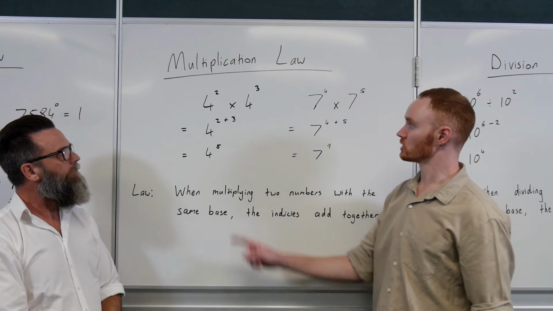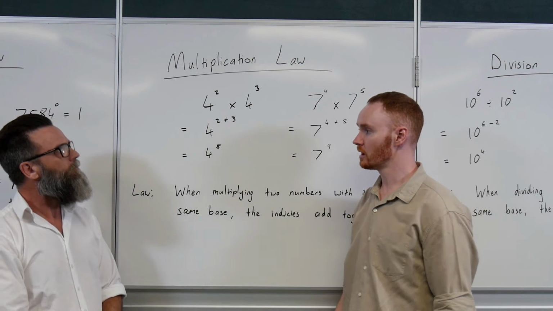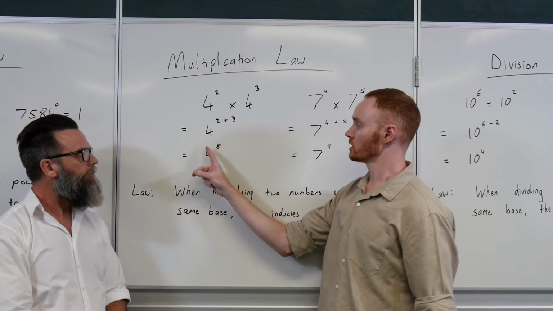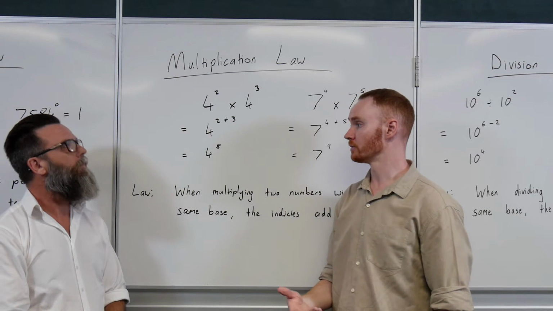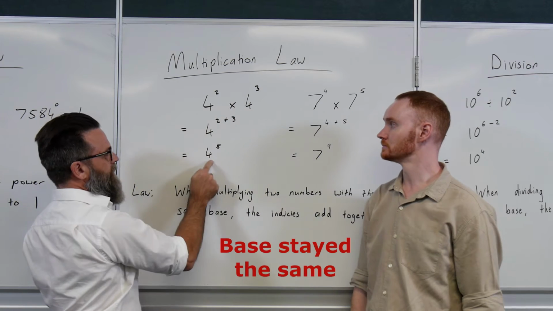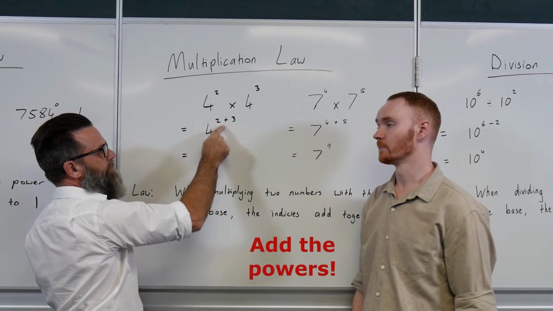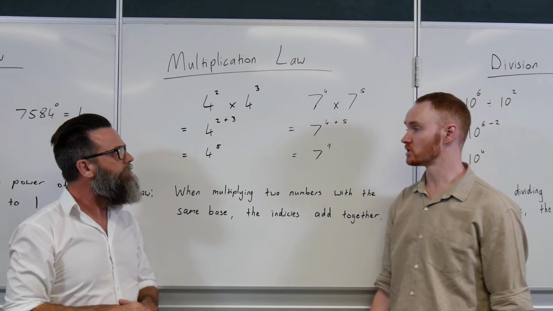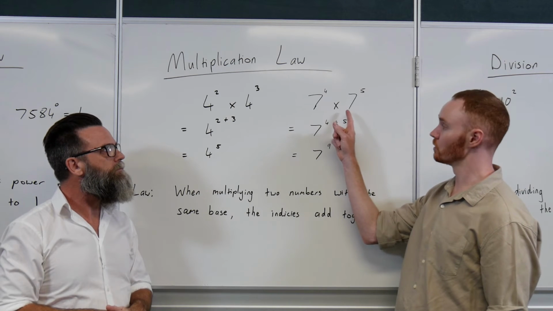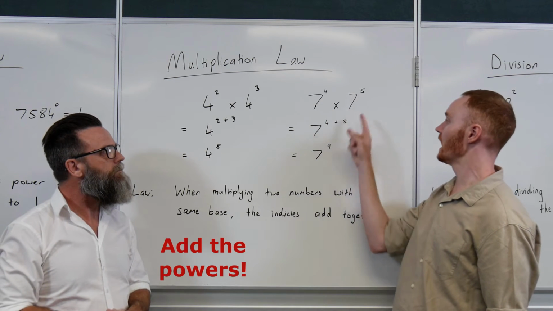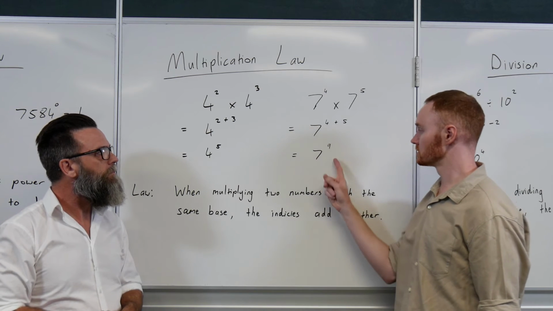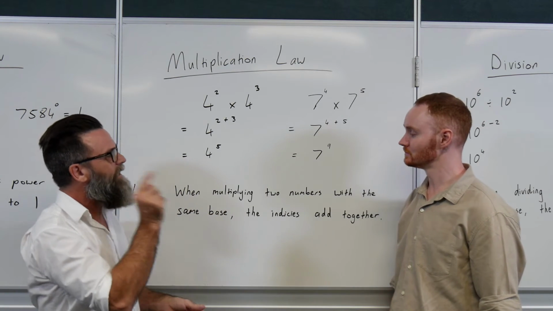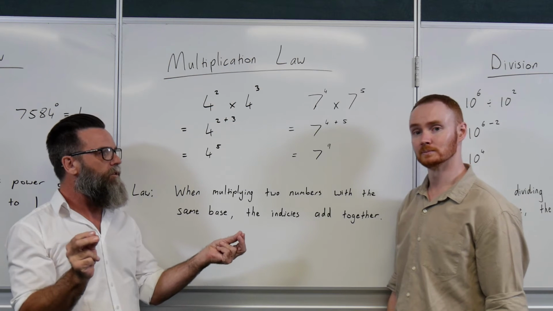The way that works is we take the 2 index values, the 2 and the 3, and they add together. Note that the base stays the same. So we end up with 4 to the power of 5. All we did, the base stayed exactly the same, and we just added our 2 indices. Have you got another example? Right here. 7 to the power of 4 times 7 to the power of 5. When you see that multiplication symbol between the 2 numbers that have the same base, you add the indices. So we add the 4 and 5 to get a solution of 7 to the power of 9. So really, when I'm multiplying any 2 numbers with the same base, all I need to do is add the indices.